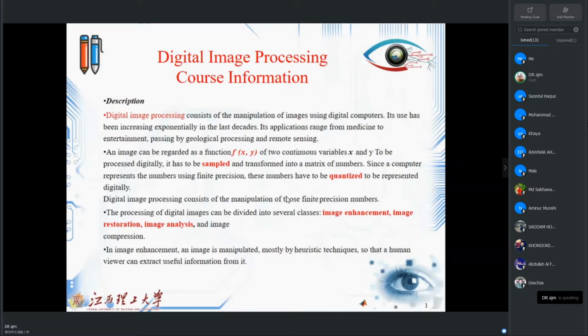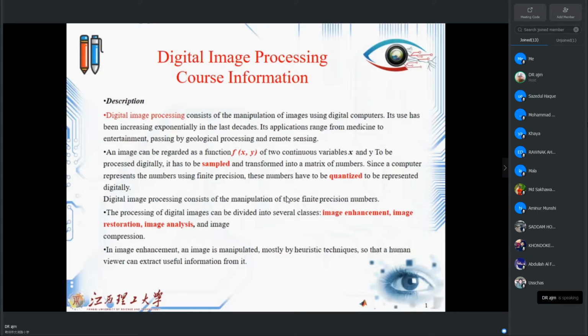It means that if we think of an image as a matrix, then you will see that so many things can come to the pictures. This digital image processing consists of manipulation of some finite precision numbers, and the processing of the digital image can be divided into image enhancement, image restoration, and analysis and comparison, which we will mainly talk about in this course, these three or four subjects.